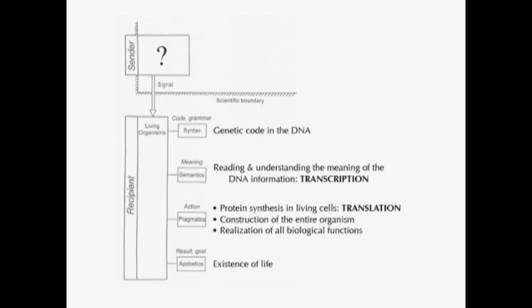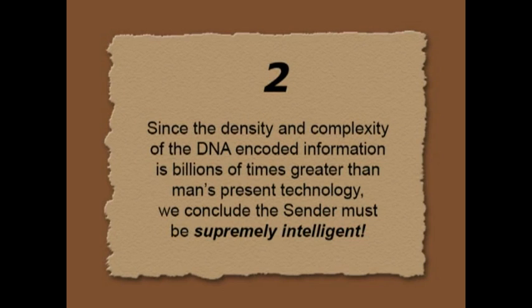Now we will get more information about the sender. What can we say about the sender from the viewpoint of laws of nature about information? The first conclusion we have found: there must be a sender. But we can say more about the sender. Since the density and complexity of the DNA encoded information is billions of times greater than man's present technology, we conclude the sender must be supremely intelligent.